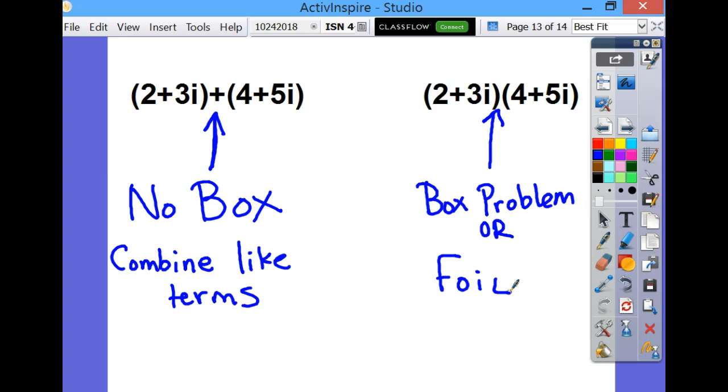But people a lot of times try to do, as a matter of fact, I even saw it on the test yesterday, some people were trying to do a box problem on this. If there's an adding sign in the middle, it is not a box problem. If there's not anything in between there, that means I'm multiplying the two binomials. And the best way to do that is with a box problem.